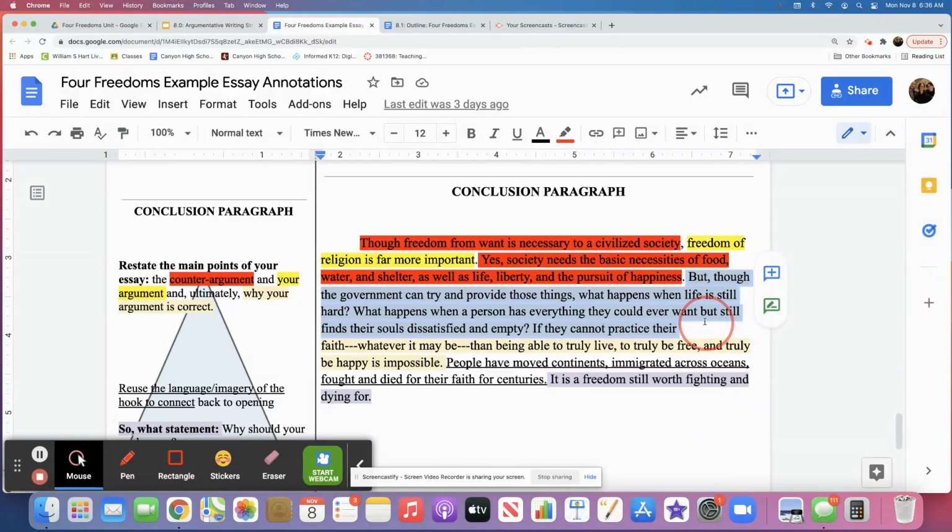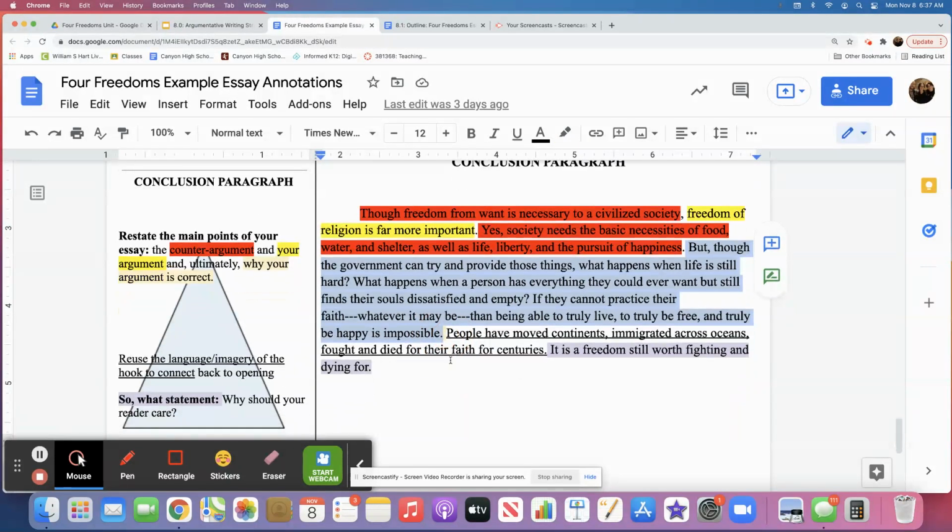But though the government can try and provide those things, what happens when life is still hard? What happens when a person has everything they could ever want, but still finds their soul dissatisfied and empty? If they cannot practice their faith, whatever it may be, then being able to truly live, to truly be free, and truly be happy is impossible. So notice that I am reviewing my main points, but I'm asking questions. So it gets the reader involved in thinking about really how freedom of religion applies, right? When everything else is stripped away, what do people have? They only have their faith.